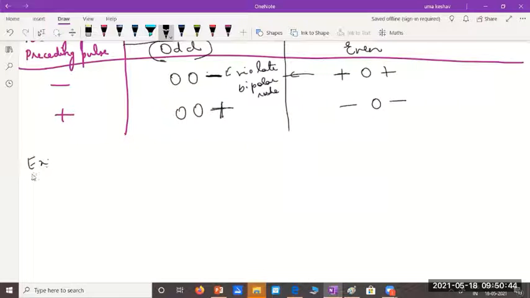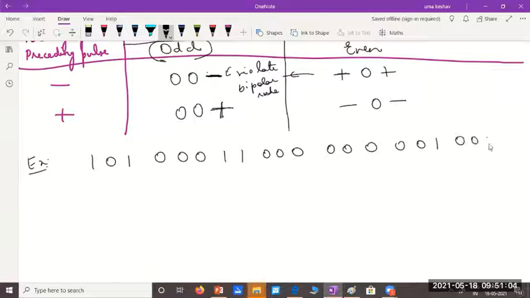Let's take the example and try to solve. So let me consider 1, 0, 1, 0, 0, 0, 1, 1, 0, 0, 0, say 0, 0, 0, anything you consider, 0, 0, 1, something like this. This is your input data sequence. Okay, and let me take the first case. Here, the preceding pulse is negative.